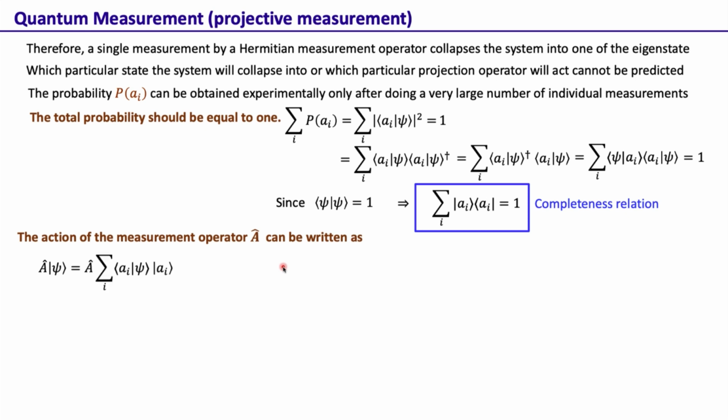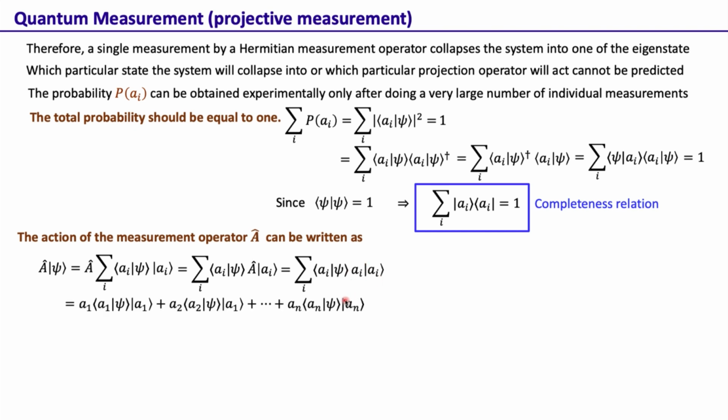Now we can write the action of this measurement operator. Let's write it explicitly. This is A acting on psi, so this is A psi. We write it in the eigenket a_i in this manner. Now we can bring this A inside here. This is just a number. So A acting on a_i gives a_i, and that's the eigenvalue. In the expanded form, it looks like this. So this is A operating on psi, operating on the state, makes the state. That's the state after A has acted on it.